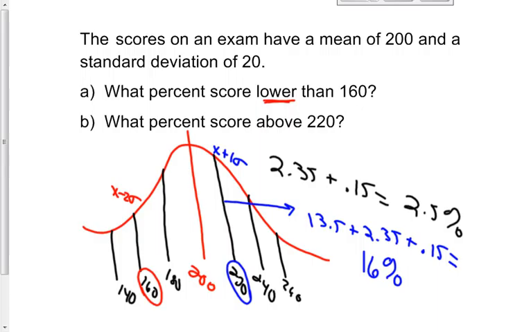So in some instances, you need to draw your own bell curve, put in your own values on the bottom, and then match up your picture with your clean bell curve that has the percent values next to it.